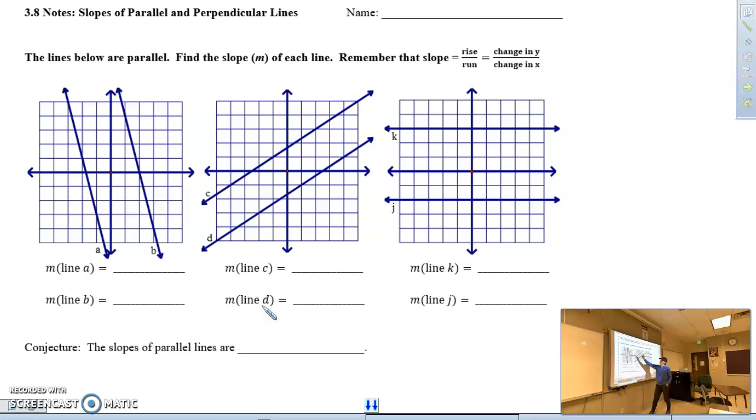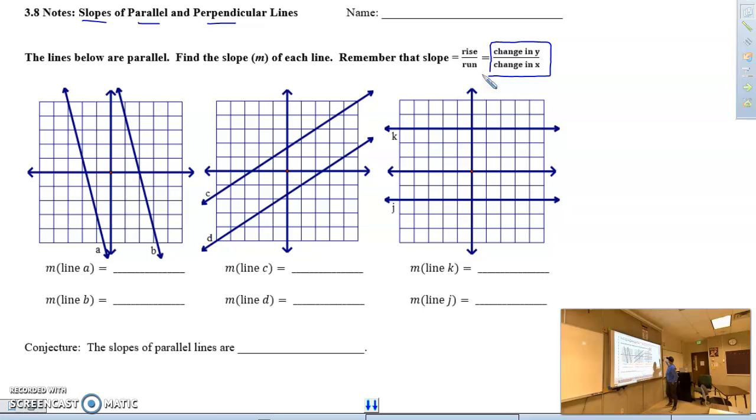Okay, so today we're going to do parallel and perpendicular notes. Before we just went over y equals mx plus b, but now we're going to talk about the slopes for parallel and perpendicular lines in particular. Remember, slope is rise over run, change in y over change in x. To figure out the slopes of each of these lines, find two easy points that the lines go through.